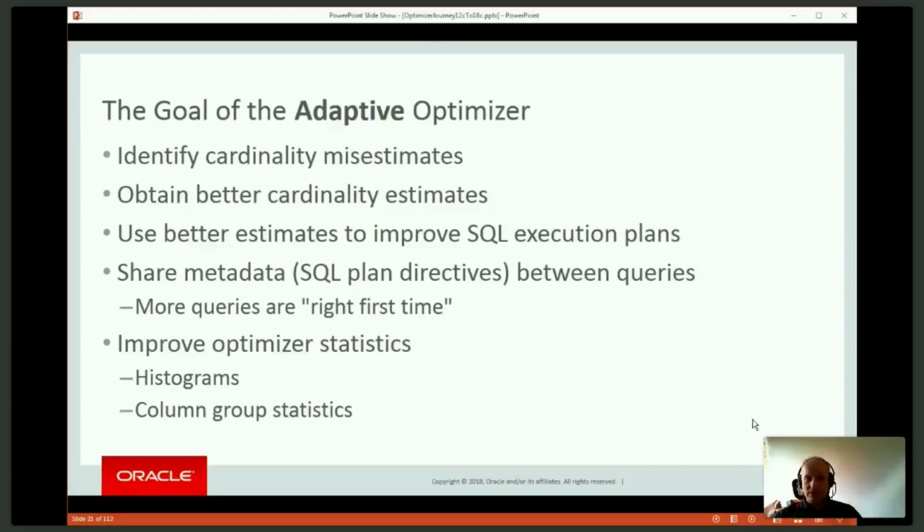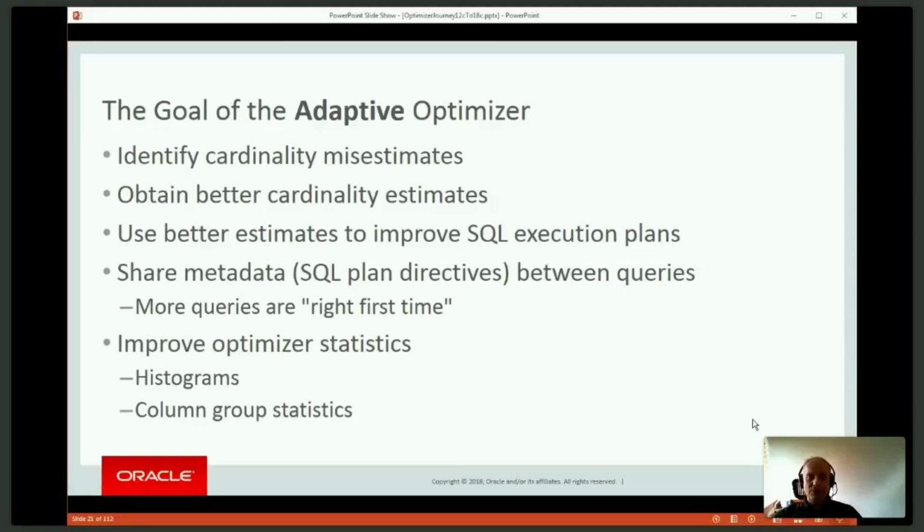Under those circumstances, we would like the optimizer to figure out what's happening and obtain better cardinality estimates, so that, in other words, next time we get a better SQL execution plan. Because better estimates, of course, improve SQL execution plans, because if we get our cardinality estimates closer to reality, then we're more likely to get the best or better SQL execution plans.